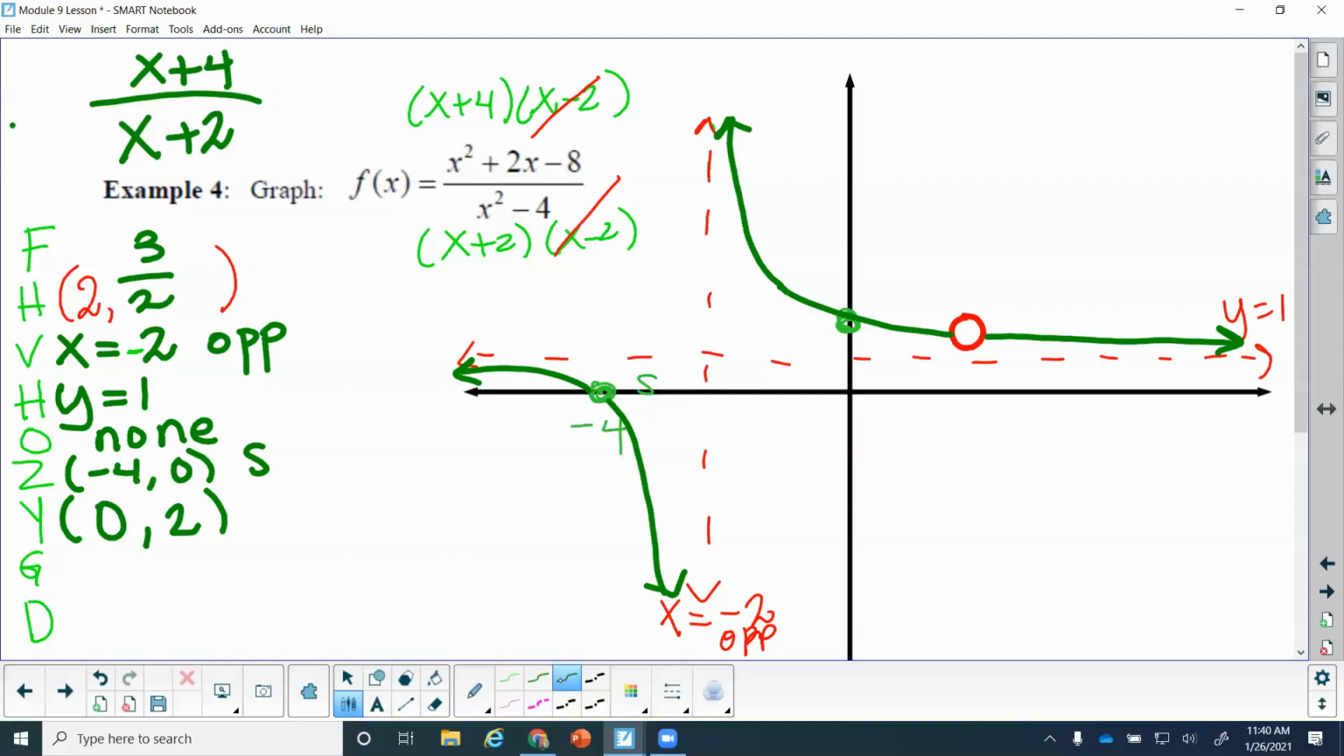Domain. I totally almost forgot again. All right. So domain, what are you going to block out? You're going to block out two things now. -2 and +2. You got that hole to think about. You always block out vertical asymptotes and holes.